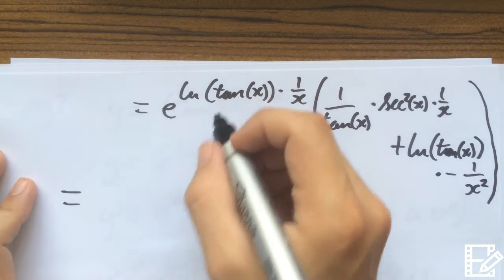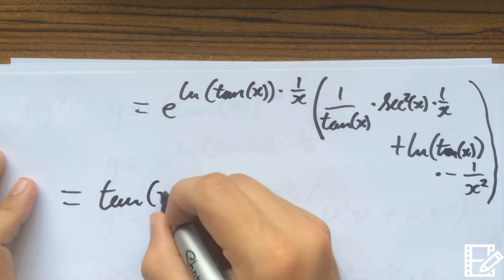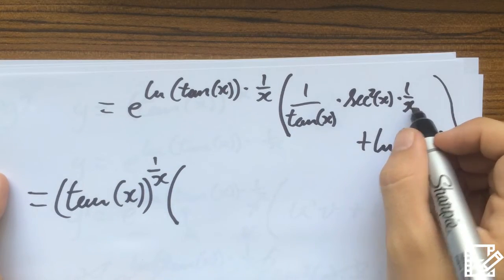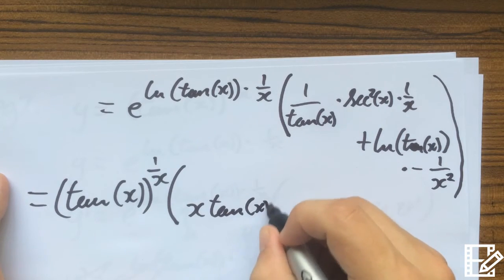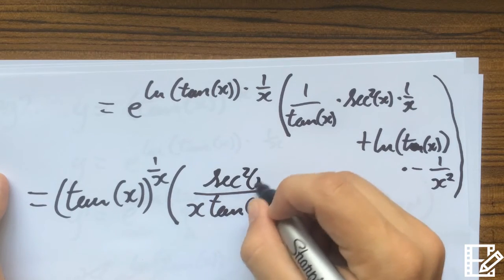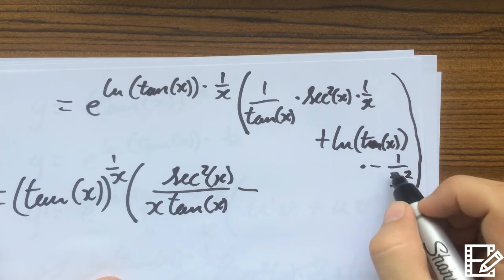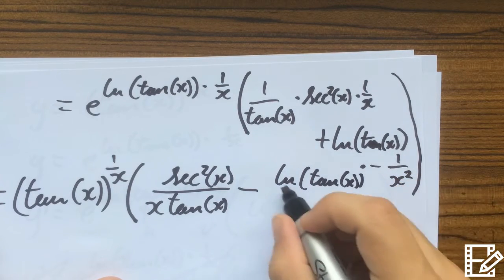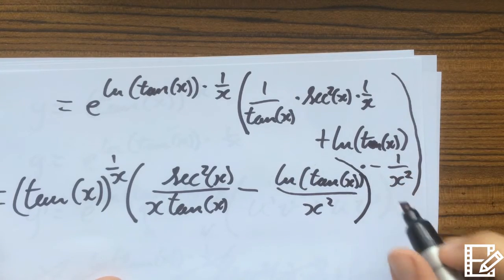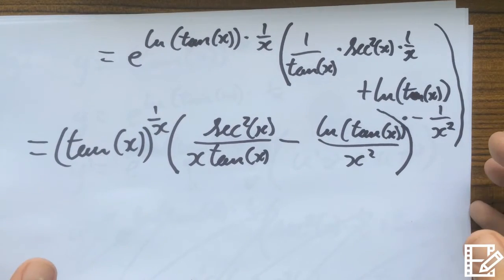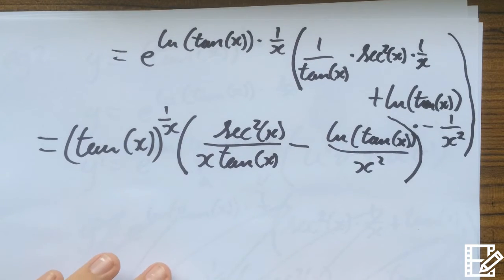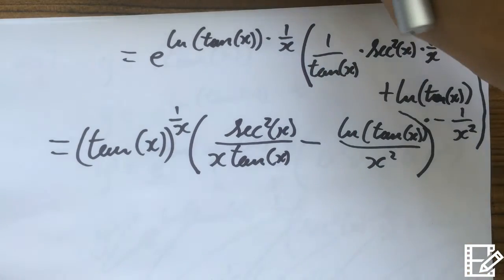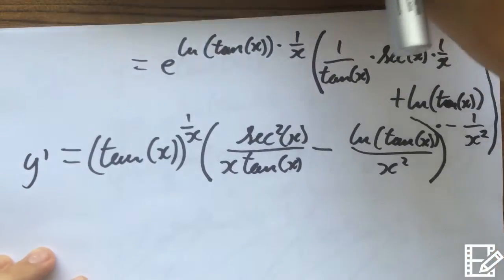bring the equals over here, and we're going to revert this back now. So we'll have tan x to the power of 1 over x, bracket, we're going to multiply this, so we're going to multiply the x and the tan x, so we'll get x tan x over secant squared of x, minus, because we're multiplying by a negative, so minus ln of tan x over x squared. Okay, and that there is our derivative of tan x to the power of 1 over x. That portion. Okay. Now I know that was a bit messed up, but be patient.